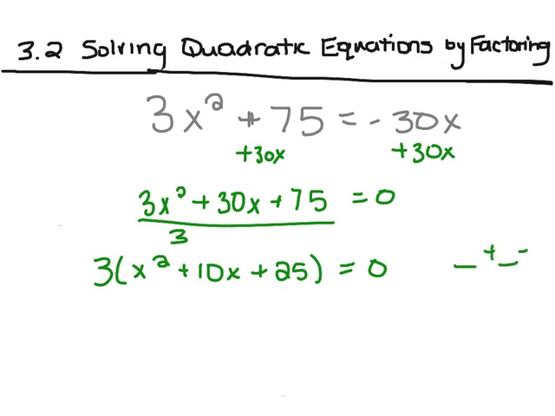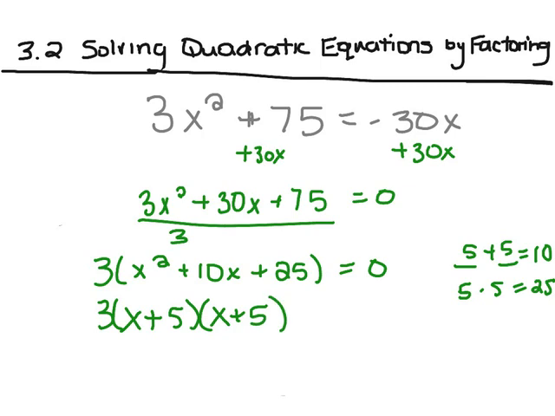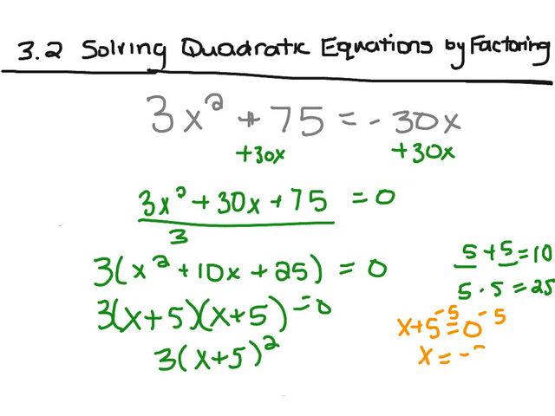Two numbers that add up to 10 and multiply out to 25 are 5 and 5. So we're going to have 3 bracket x plus 5 times x plus 5. Now, because the insides of our brackets are the same, we can also write it as 3 times x plus 5 squared. So our final answer to solve this question would be x plus 5 equals 0. We don't have another option. It has to be negative 5. There's only one answer. And we're going to test that.